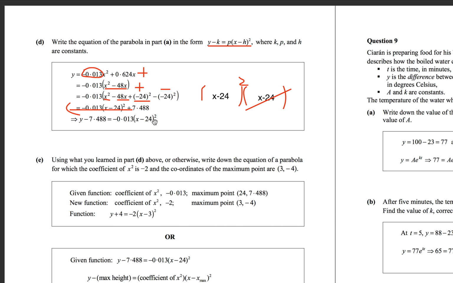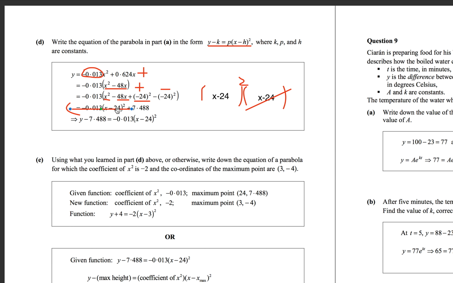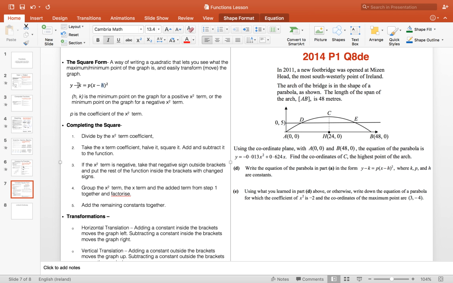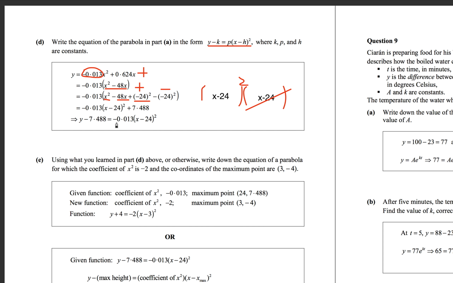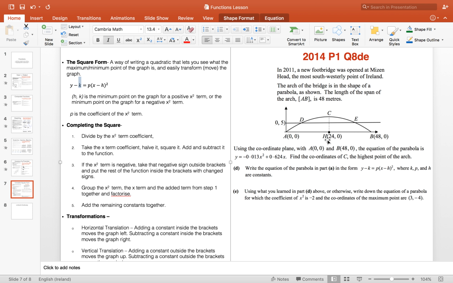Perfect. Now what we can learn from this is the maximum point. So the maximum point when you've completed the square is (h, k), where h is this number and k is this number. Note that these must be negative. If not, then you take the minus of these numbers. So let's see here. In this case it's going to be (24, 7.488), which makes sense. If we look at the question here, it's 24 and 7.488. That looks right, that makes sense.